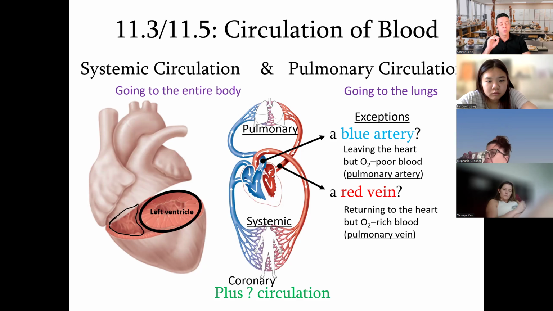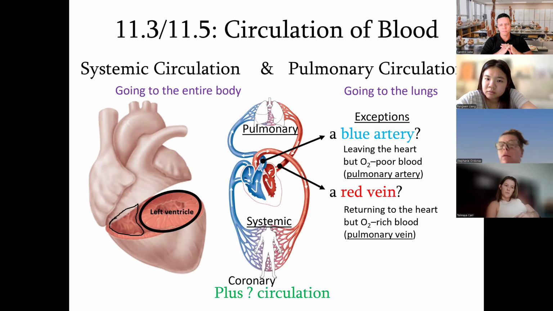Can anybody tell me why? Come on, this is the last time I'm going to bother you today. Why is the left ventricle thicker? The walls are thicker than the right ventricle. Because there has to be a higher pressure to get the blood out to the whole body.